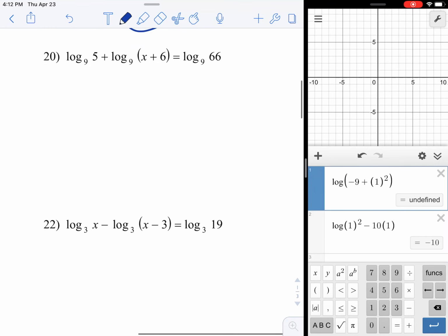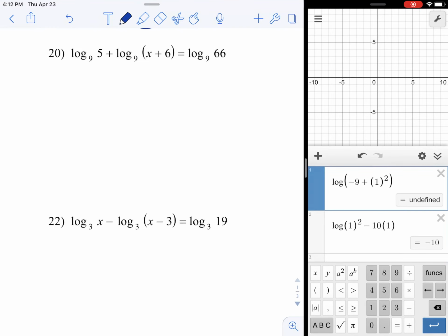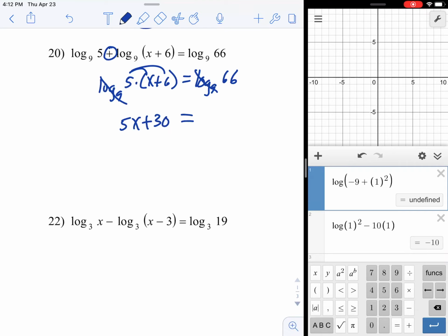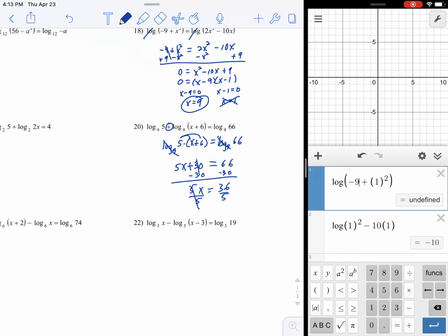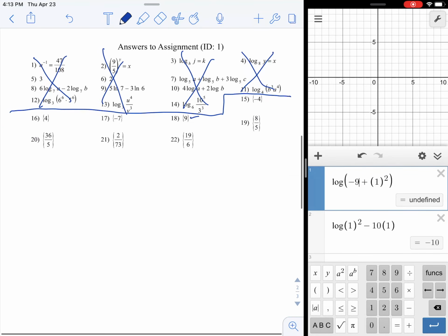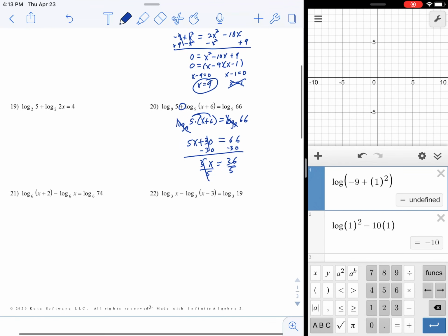Okay, number 20. This I'm going to need to condense using the product property, so I can combine this into one logarithm. It'd be 5 times x plus 6. And once again, we have the one-to-one property. We can cross out those logarithms. I'm going to go ahead and distribute this. 5x plus 30 equals 66. Subtract 30. 5x equals 36. Divide by 5. 5 doesn't divide into 36. So is 20 a fraction answer? Yeah, right there. 36/5.